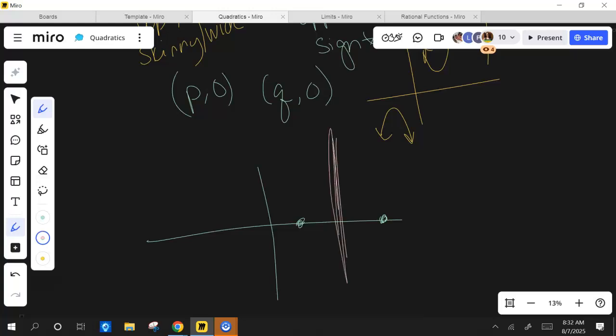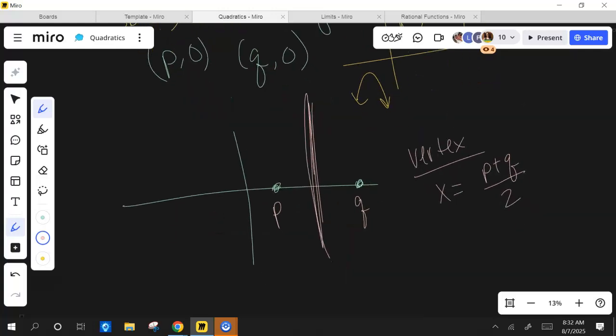So how do I find the middle? I'm going to average them together. So if this is P and this is Q, to find my vertex, I'm going to do P plus Q divided by 2. Okay, and then I'm going to plug back in.